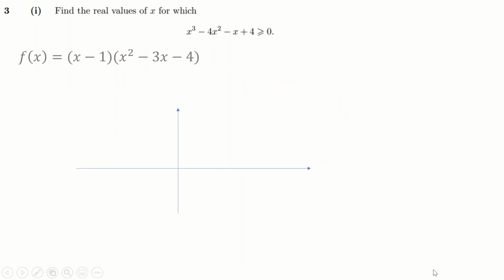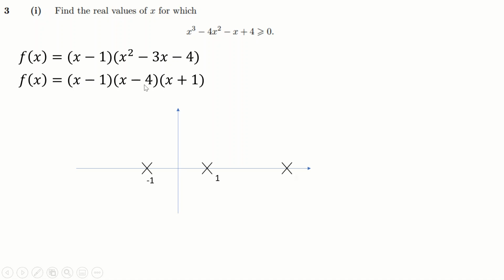I can do even better than that, and at this point I'll get my axes down because I'm ready to sketch, almost. I'm going to take this quadratic here and factorize it, because I can, easily. And what this is saying is I have that root at 1, which I found by trial and error. That's the root at 1. I have a root at minus 1, which goes here, and I have a root at 4, which goes there.